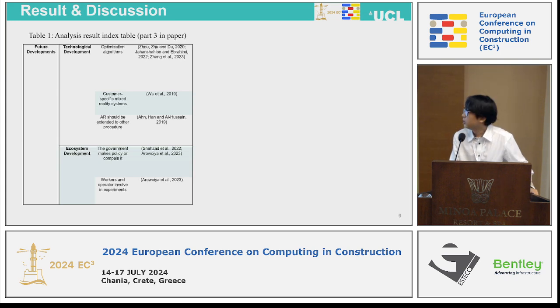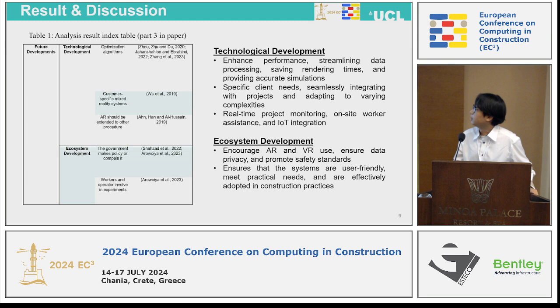So after the challenges we found, we give our future development recommendations. They are divided into two parts. The first is technological development, which optimizes the algorithm to increase accuracy, builds customer-specific reality systems, and extends AR to other procedures. The first one is to enhance performance, streamlining data processing, reducing time, and providing accurate simulation.